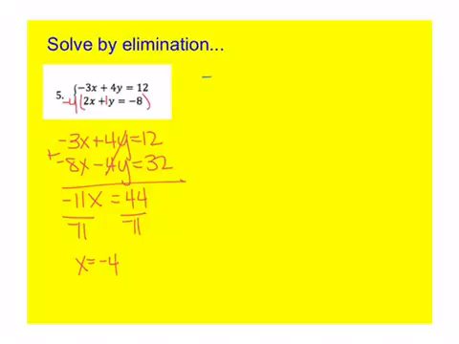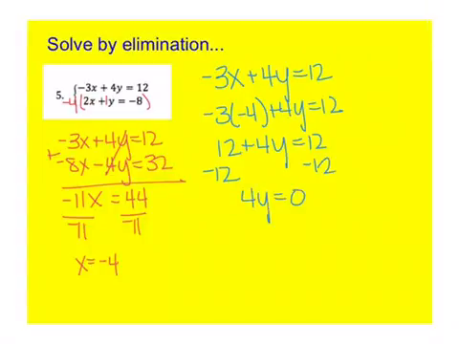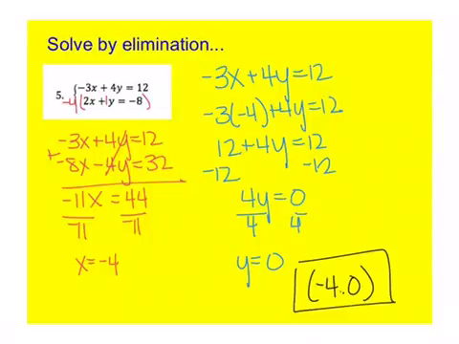So I'm going to plug that back into the original equation again. I know that x is now negative 4. And I need to solve this for y then. So I get 12 plus 4y equals 12. Subtract 12 from both sides, so I get 4y equals 0. Divide by 4, divide by 4. I know that y is going to equal 0 then. So my final equation is going to be negative 4, 0. And that's my solution.